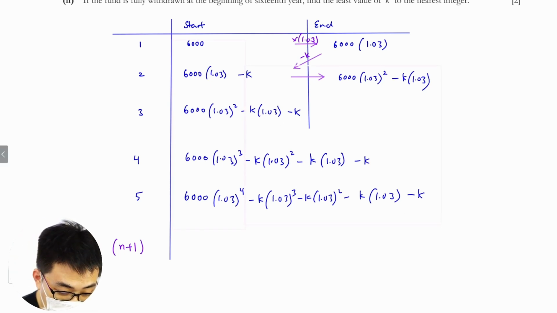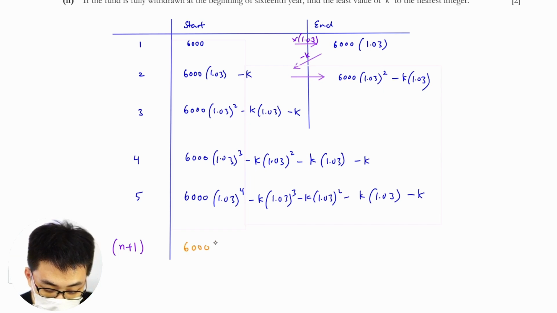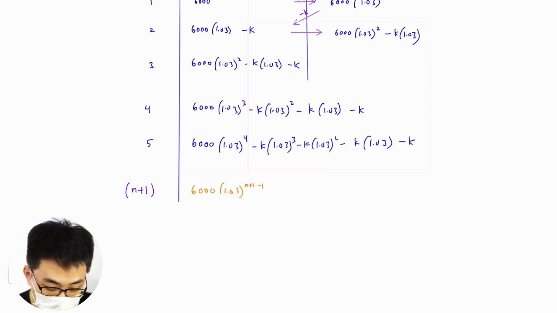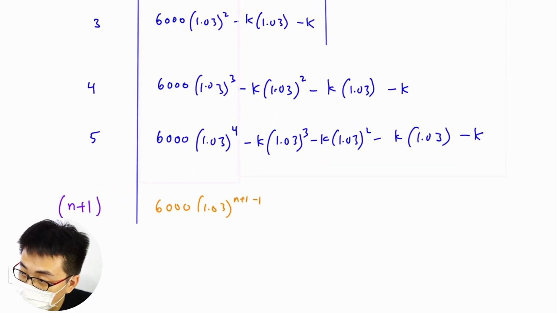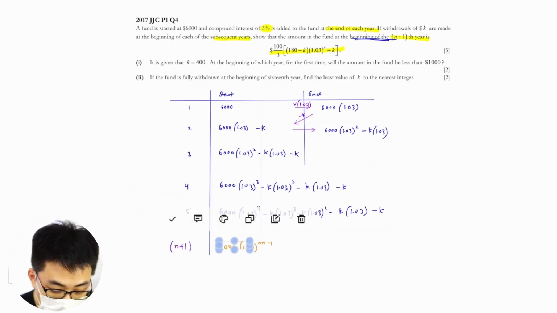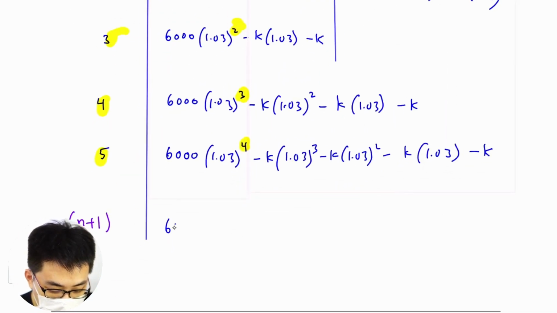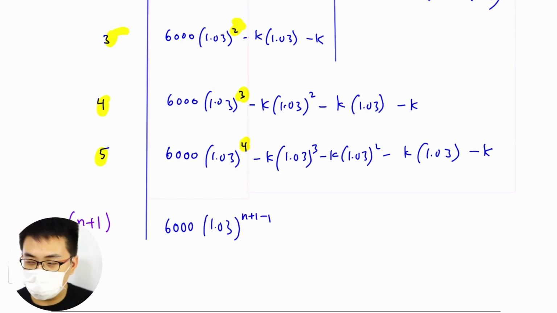So the one at the front is what? 6,000 times 1.03 to the power of N plus 1 minus 1, and then we just get N. Correct. Because now when you see pattern recognition, this is what you do. When this is 1, this is 0; when this is 2, this is 1; when this is 3, this is 2; this is 4, this is 3; this is 5, this is 4. So if this is N plus 1, you will know that this is 6,000 times 1.03 to the power of N plus 1 minus 1, which is actually just N.